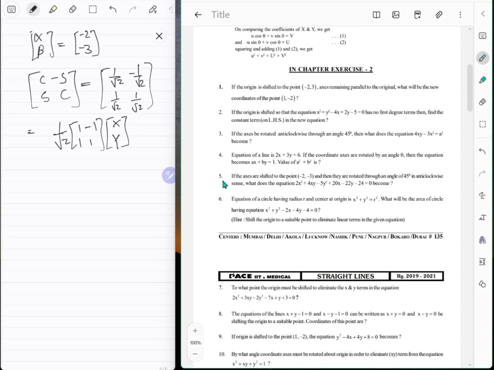Hopefully this will make sense. This will be 1 by square root 2 times, let's look at this, capital X times that, plus alpha beta, which is negative 2, negative 3. This guy will be our small x, small y. Alright, cool. Yeah, this looks right. So now what? You got what small x, small y are in terms of capital X, capital Y.